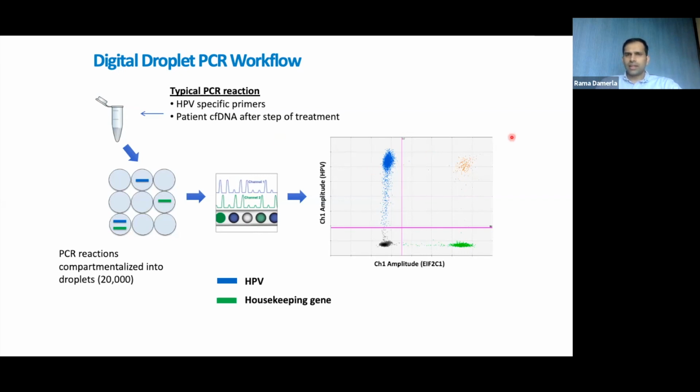Now we take a sum of these two, blue and orange, because that will give us the total of all the HPV in the sample.